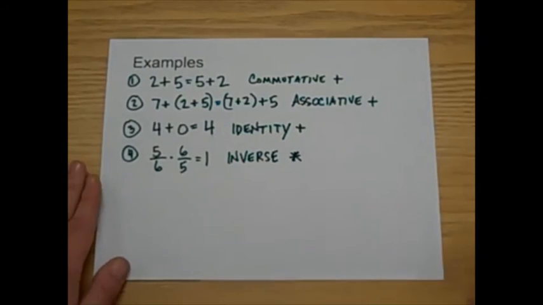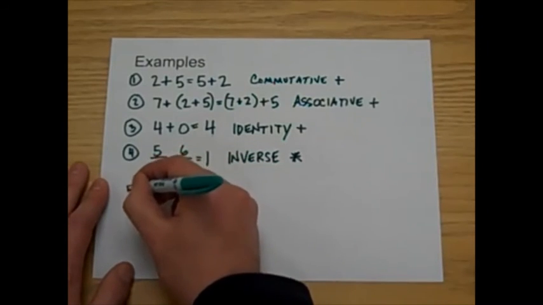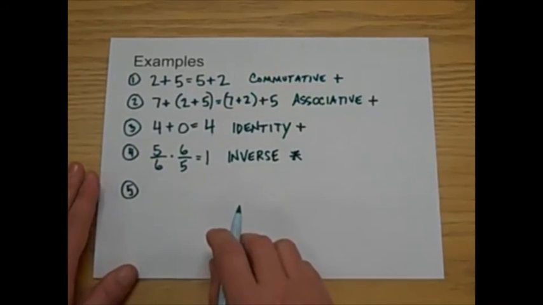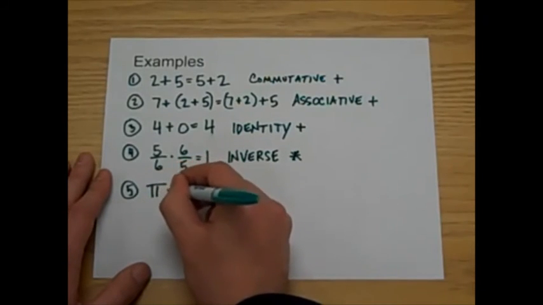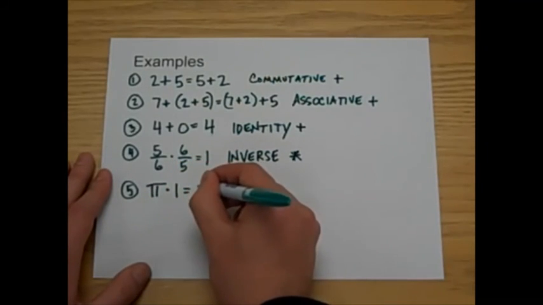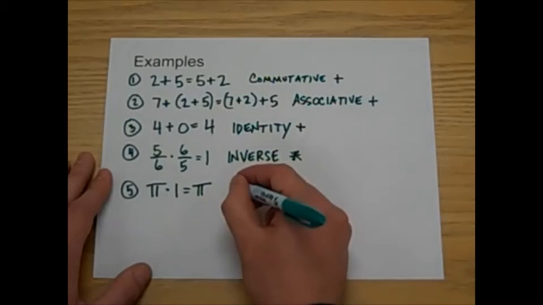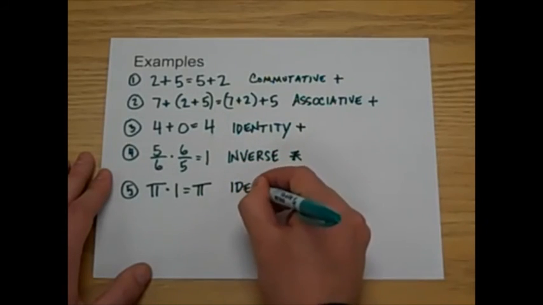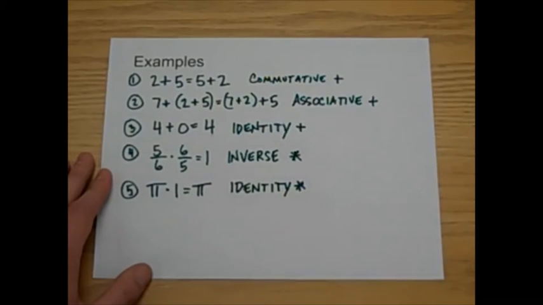Same thing with the identity. This is sometimes known as the additive identity. Means the same thing though. Let's try another one. Let's try pi times 1 equals pi. It looks like I start with the same thing I end up with. So in this case, this is the identity. And this is the identity property of multiplication, or the multiplicative identity.